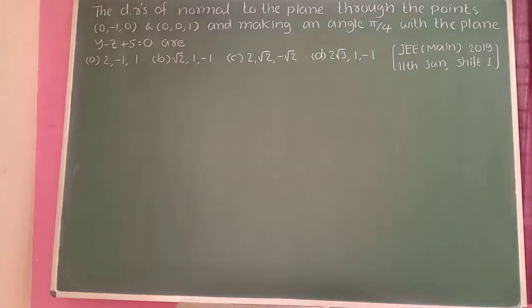The direction ratio of normal to the plane. The points are (0, -1, 0) and (0, 0, 1), and the plane makes an angle of pi by 4 with the plane y minus z plus pi equal to 0.